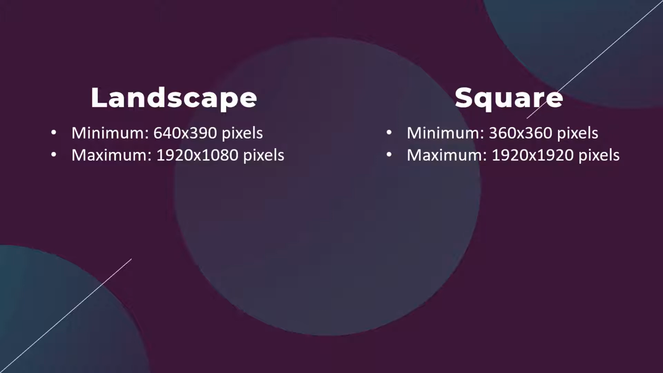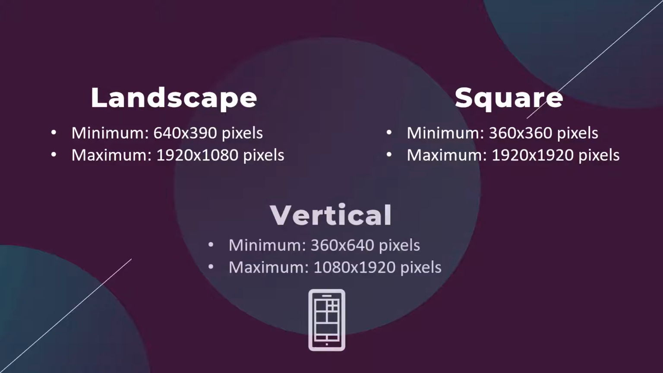The minimum pixel requirements are 360 by 360, and for the maximum, we get to match the same width as a landscape video, but we have squares, we took grade school math, equal size, so the height is also going to be 1920. And the last option is a vertical aspect ratio.